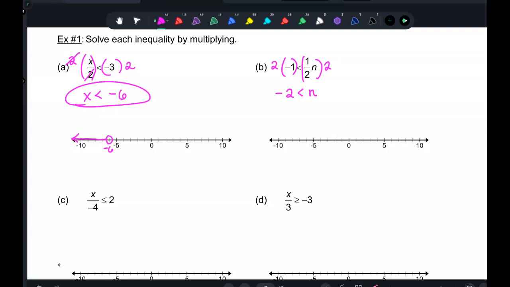Now I want to rearrange it. The sign didn't switch because I multiplied both sides by a positive 2. So 2 is bigger than n, but I want to put the n on the left side, so you flip the sign. n is greater than -2. Good. So -2 is here. Also an open circle, and this time we're going to shade to the right. This one doesn't switch though.